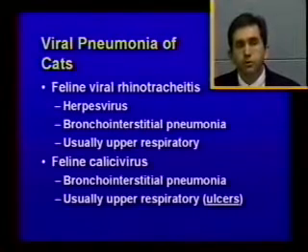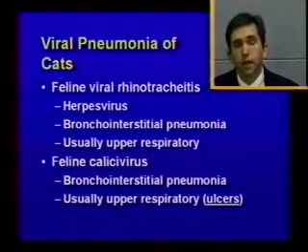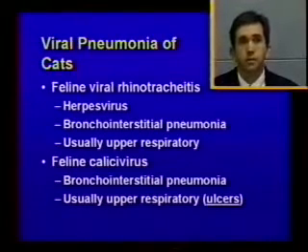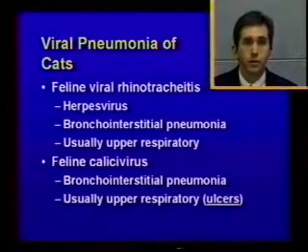Cats have two viral causes of pneumonia that are worth mentioning. And we usually realize that these are viruses that mostly target the upper respiratory tract, mainly the nasal cavity, the conjunctiva, and sometimes the trachea. But they can also extend distally into the respiratory tract, causing pneumonia.